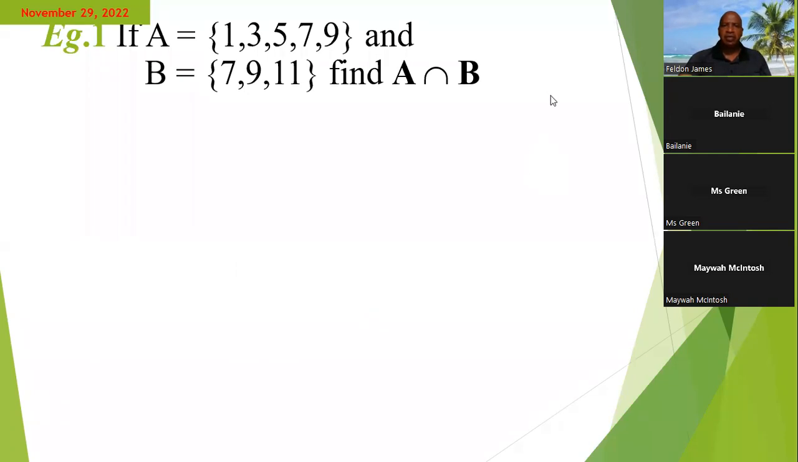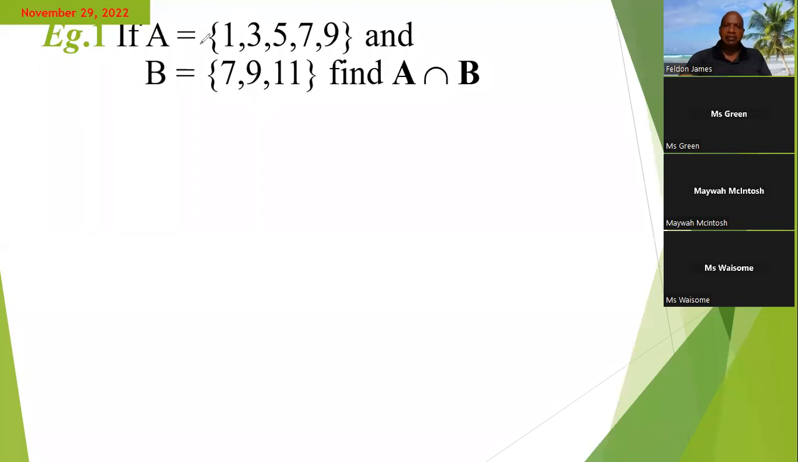Now, if we are to look at what is listed here, the example is: if A is the set of elements 1, 3, 5, 7, 9, and B is the set of elements 7, 9, 11, you have to find the intersection. You can find the intersection by looking at the listing. The elements of the intersection would be just those common elements in both sets. We can identify them in the listing, and we can also represent them in a Venn diagram.